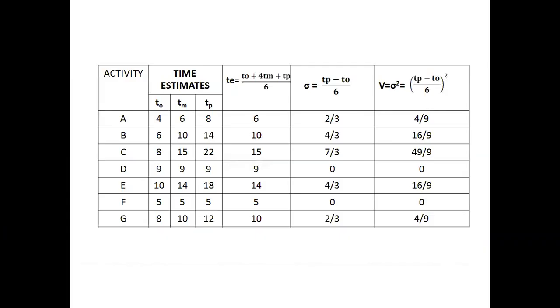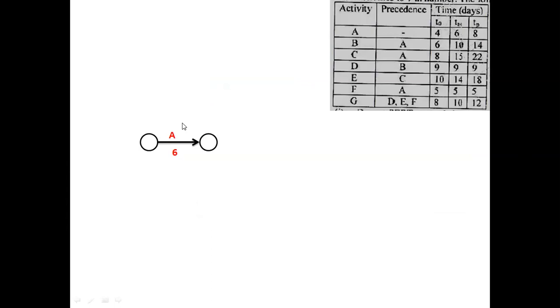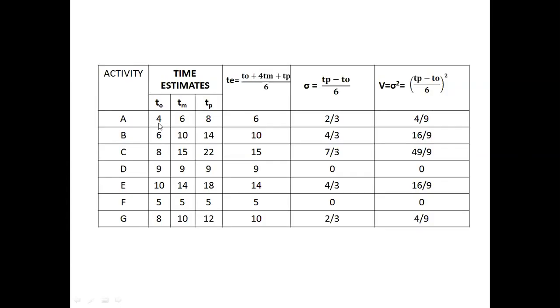First, we need to calculate the expected time duration for each activity by using the equation (TO plus 4TM plus TP) divided by 6. Then the standard deviation for each activity and variance. So here for the activity A, 4, 6, 8. 6 into 4, 24. 24 plus 4 is 28. 28 plus 8 is 36. 36 divided by 6 is 6.